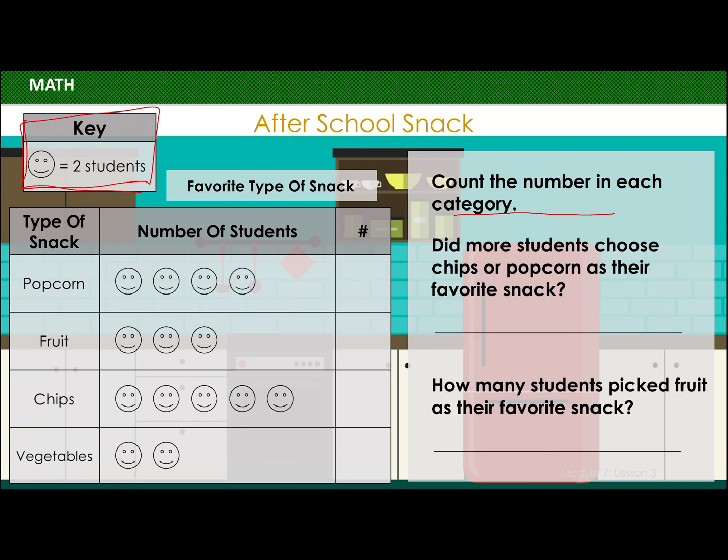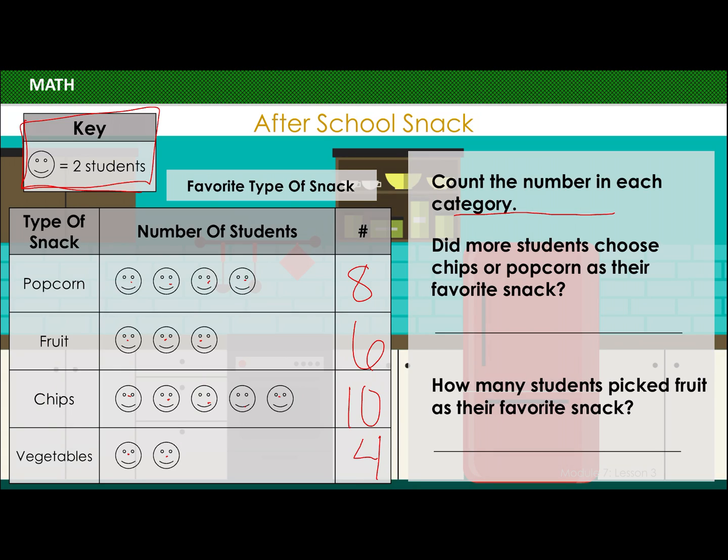So I'm going to start with popcorn. 2, 4, 6, 8. Fruit. 1, 2, 3, 4, 5, 6. Chips. 2, 4, 6, 8, 10. And vegetables. 1, 2, 3, 4. So now I'm going to go to answering my questions because now I know how many are in each category.